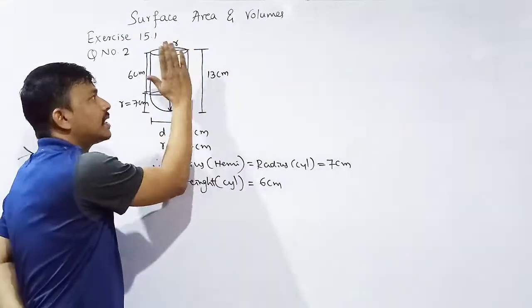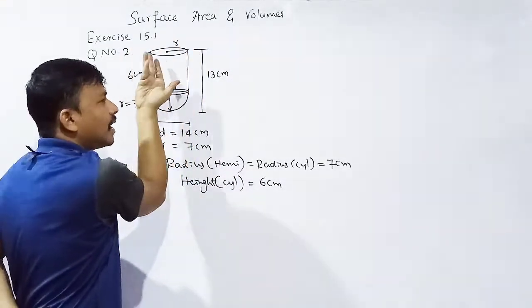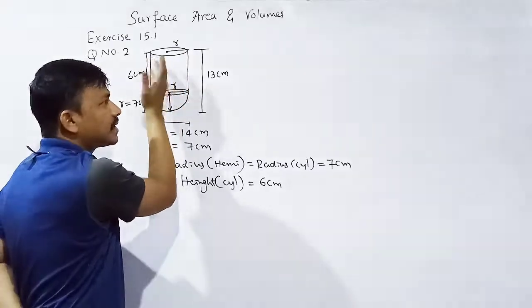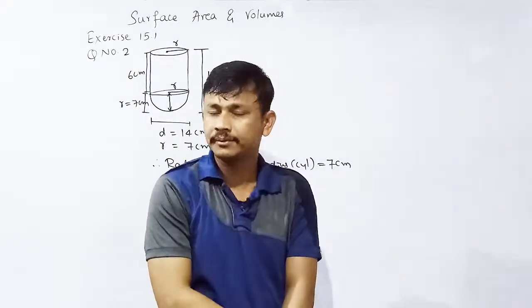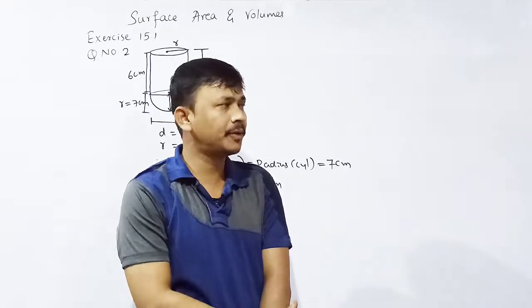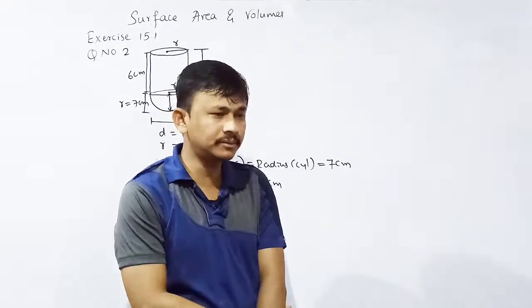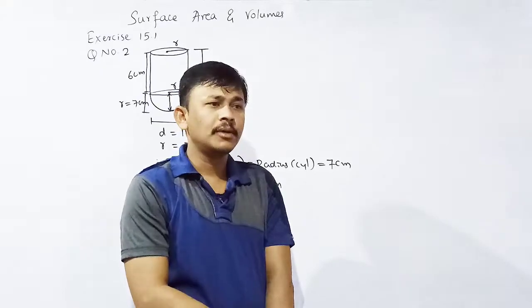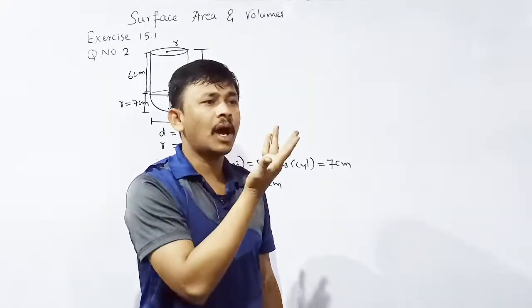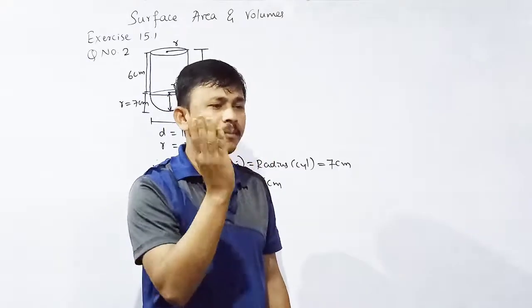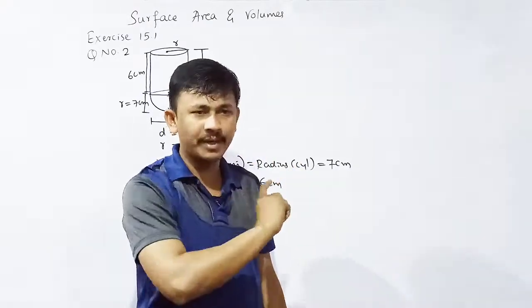That means CSA, the curved surface area of hemisphere plus cylinder. Why did we take curved surface area only? Curved surface area only, because we can feel the outer part of the two geometrical figures.